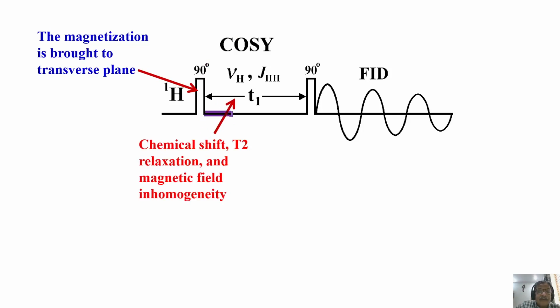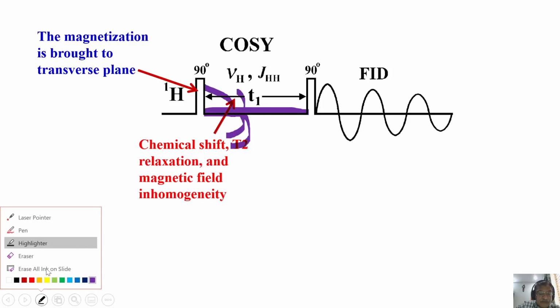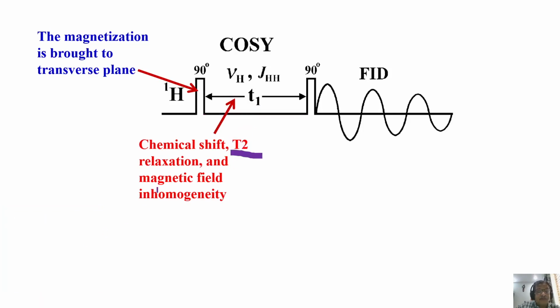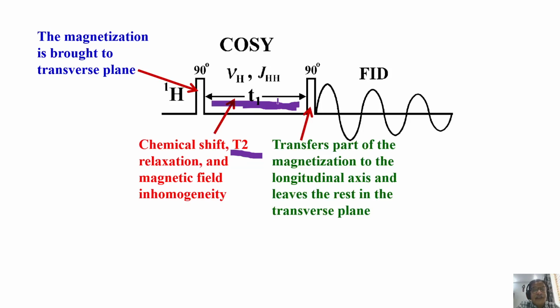Instantaneously they will be in phase, and then afterwards you create phase coherence, and after some time these spin packets start moving at different frequencies, fast and slow moving components. During this time they start evolving as a function of chemical shift, as a function of their T2 relaxation, and if there is a magnetic field inhomogeneity, all these factors contribute here. All these things make the magnetization start evolving in this period. Then what we do is apply a second 90-degree pulse.